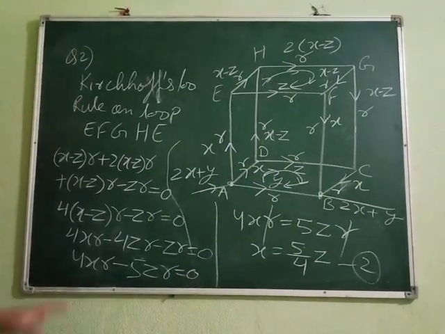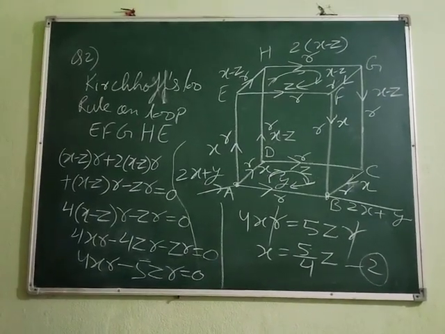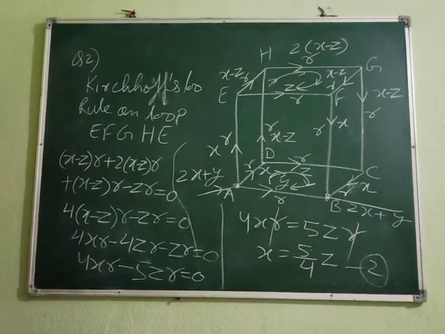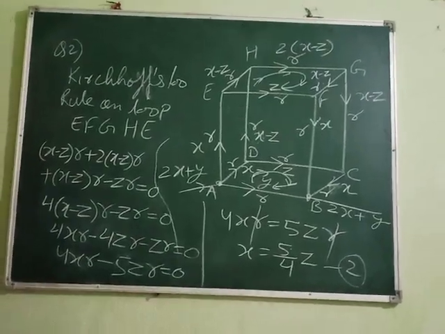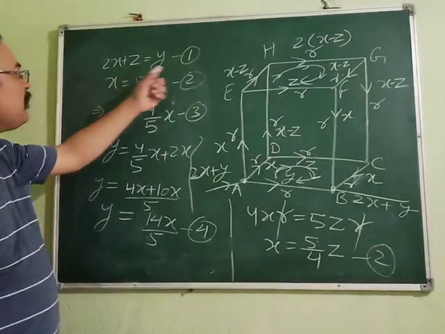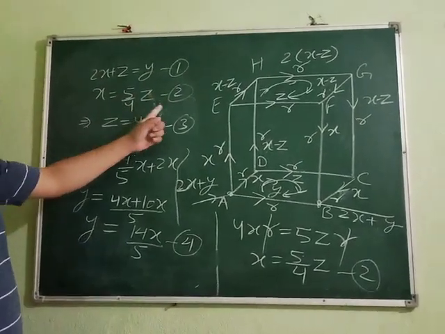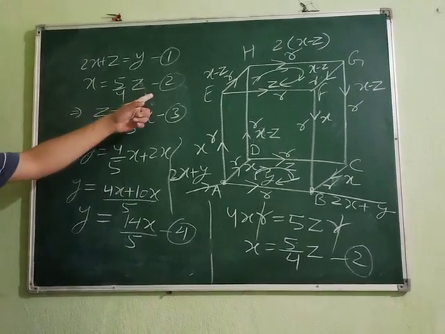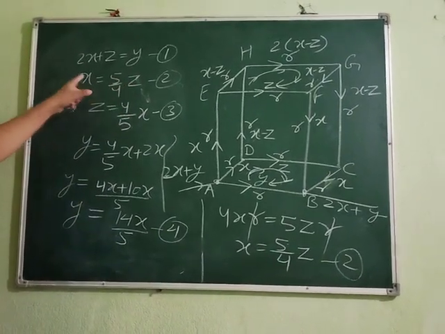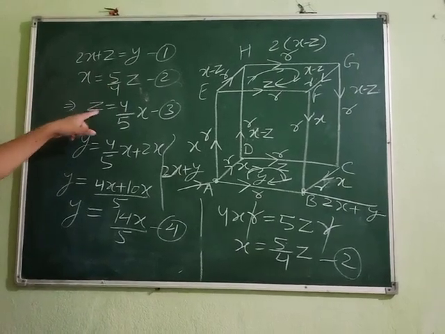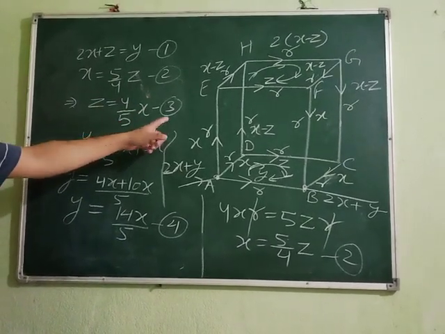So you note down this first. I hope you will note it. See, equation 1 we got this one, equation 2 we got this one. Now from equation 2, what can we write? Can we find the value of Z? So Z is equal to, this will go to that side and get reversed, so Z is equal to 4 by 5 X. This is our equation number 3.